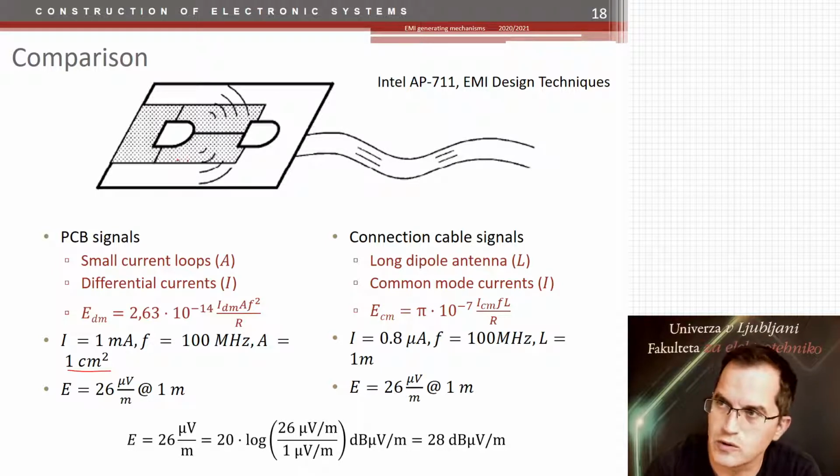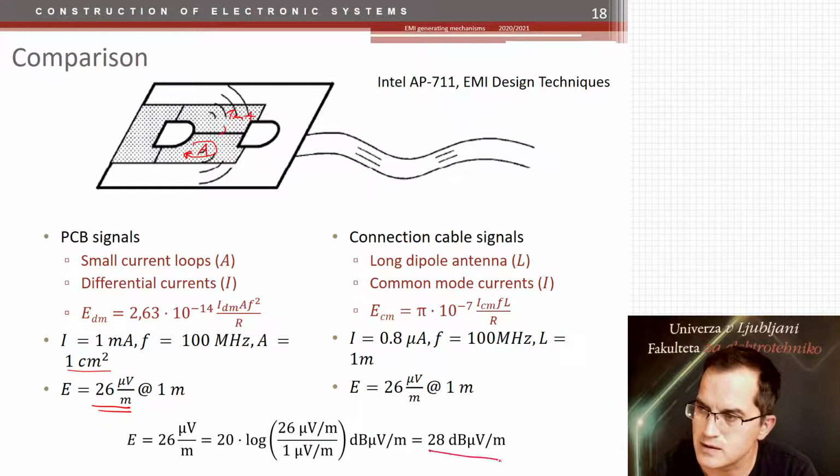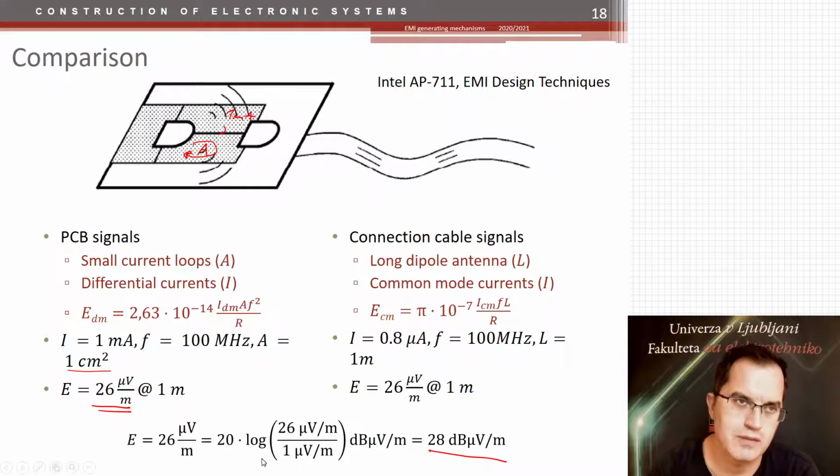So there is a small loop here. Let's say that one. It is 1 square centimeter large with 1 milliamp of current at 100 megahertz. The electric field at 1 meter distance, according to the equations before, would be 26 microvolts per meter. Changing it to decibels, you would get 28 decibel microvolt per meter.